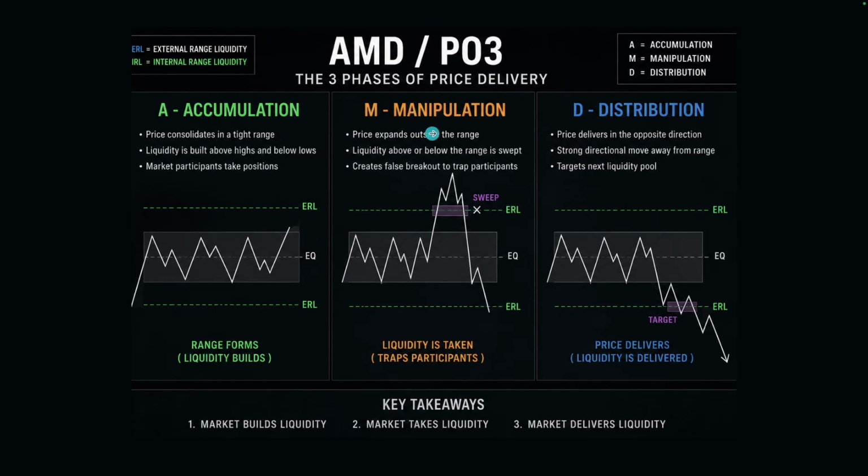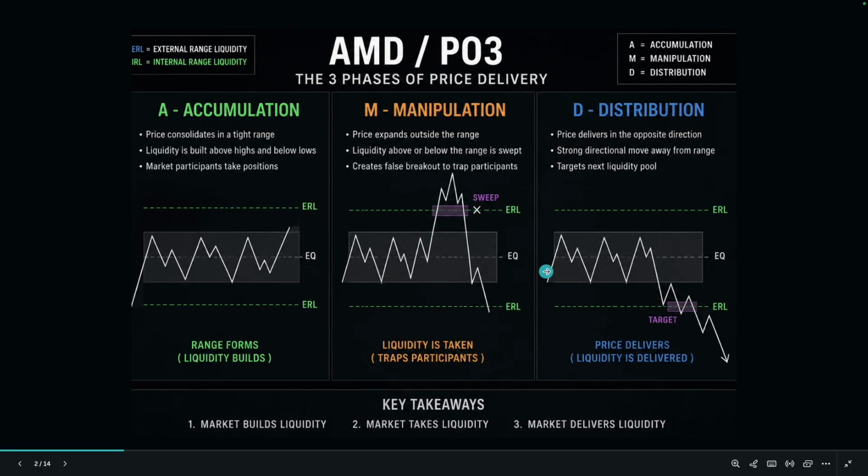After that, you have your manipulation phase. Price expands outside the range. Liquidity above or below the range is swept. It creates a false breakout to trap participants, because many times people will see a breakout move and they're ready to buy. They got their stop losses below the range and are likely to get stopped out after price then moves in their favor.